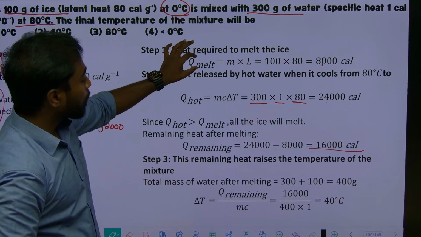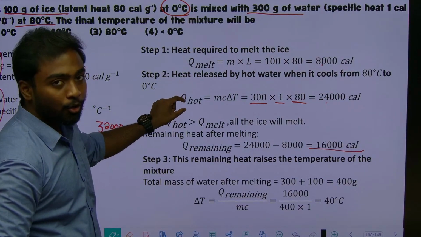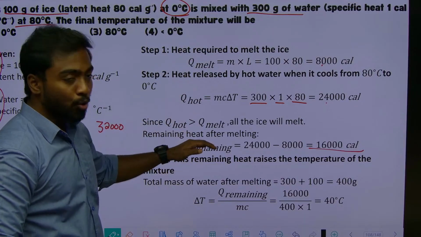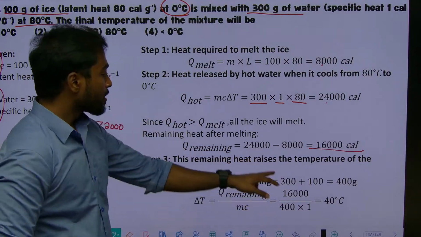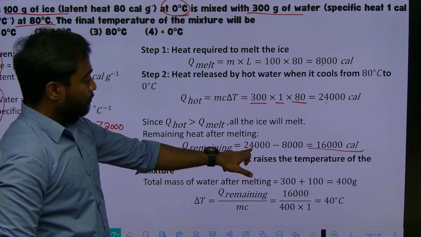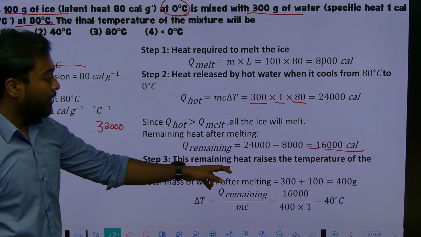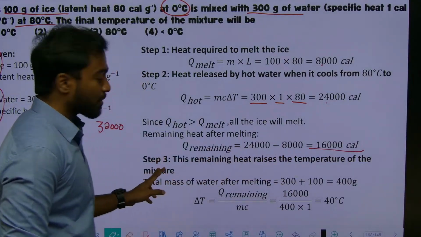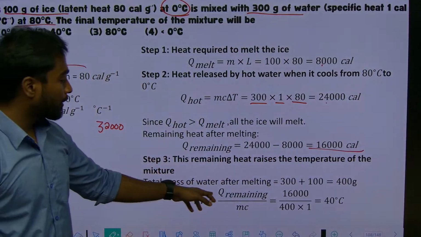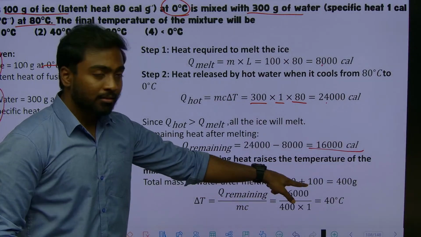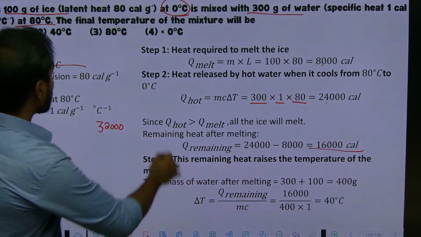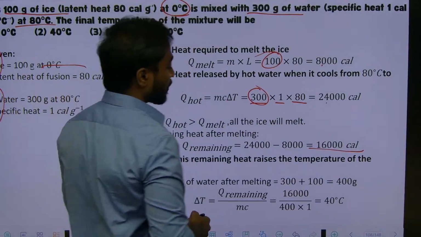If I keep it in the cold, obviously the temperature will get reduced and the calories also will get reduced, right? So 24,000 minus 8,000 will give 16,000 calories. This remaining heat raises the temperature of the mixture, and the total mass of water after melting is 100 plus 300, no? So 300 and the 100, so 400.